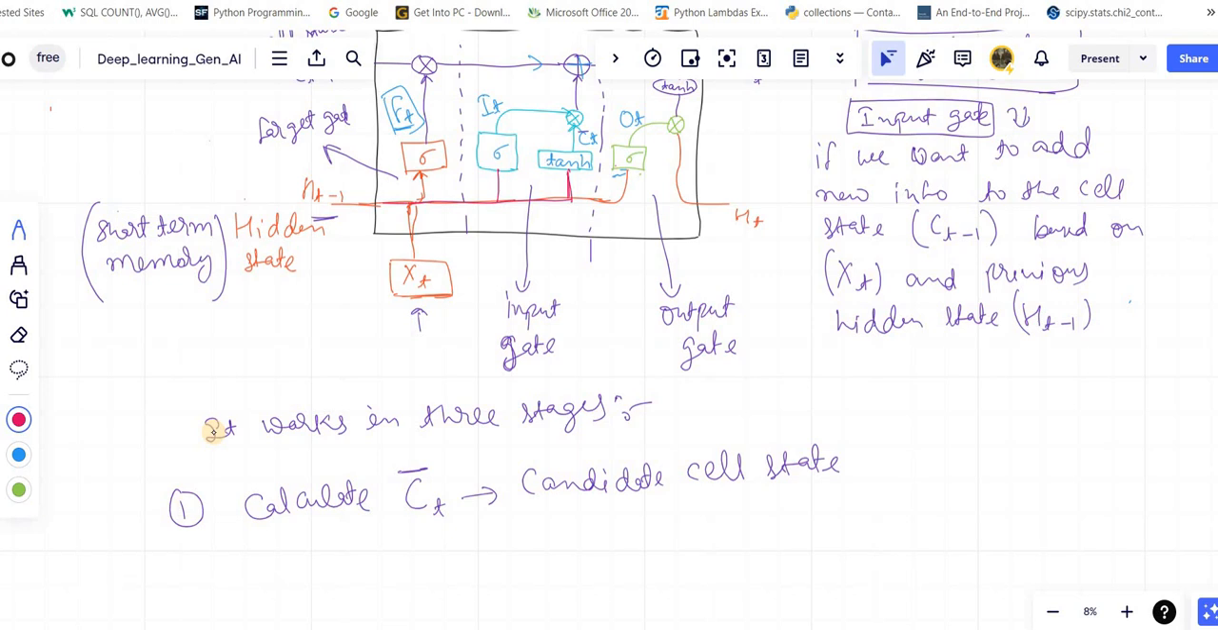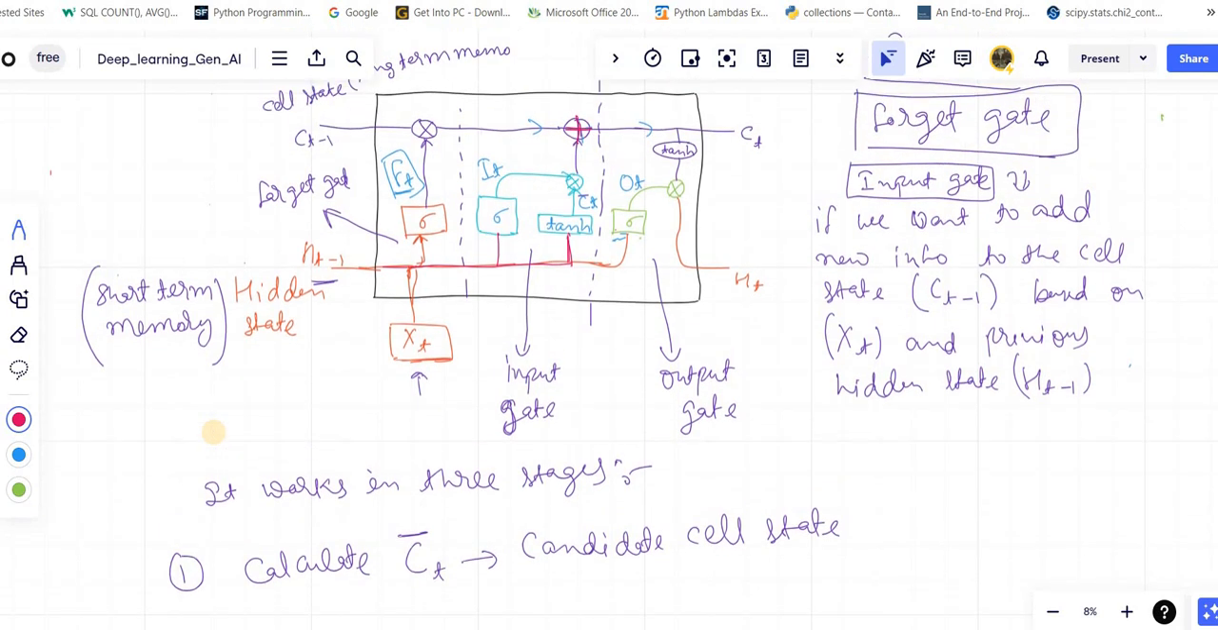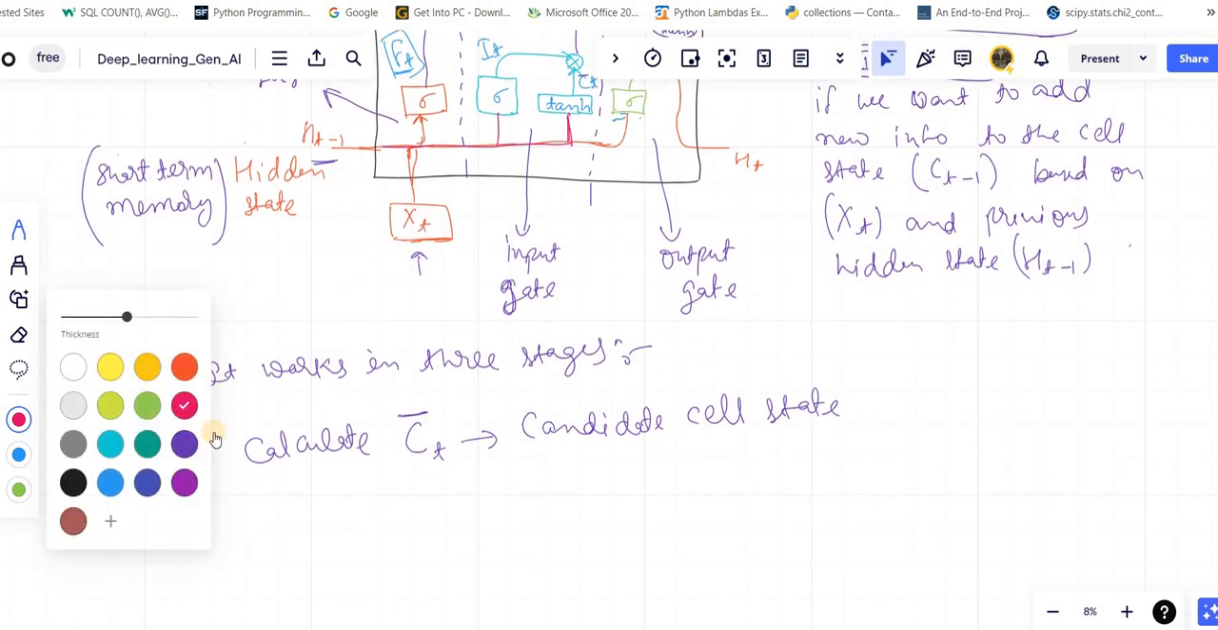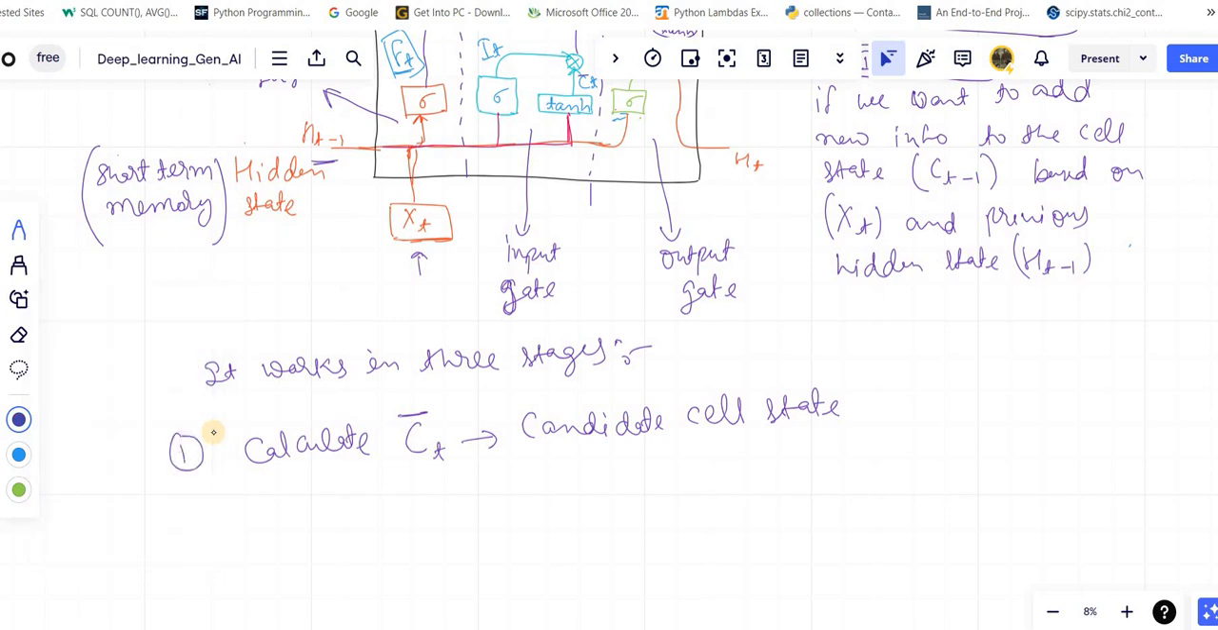This is the information which needs to be added here. You can see here the plus sign is there. This is matrix addition. If you can see, this is the plus sign. So this is matrix addition. Now this is clear, right? The candidate cell state needs to be calculated based on the current input and the previous hidden state, and these things will get added in the cell state.